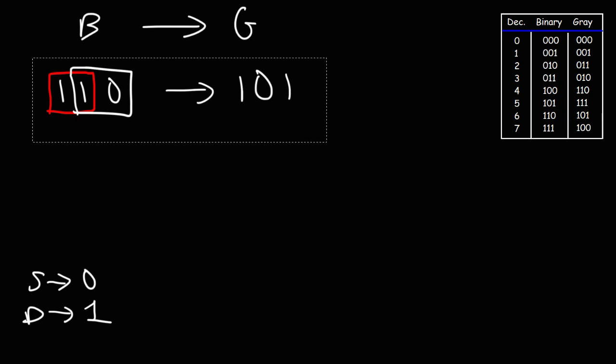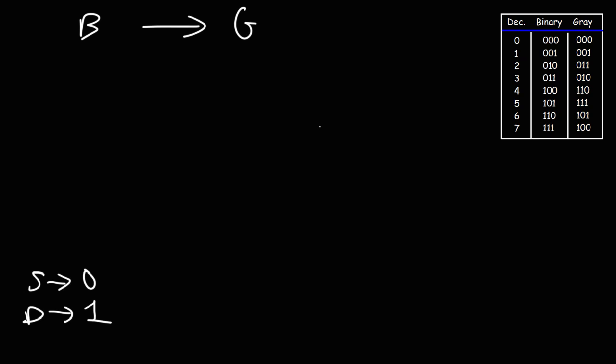Now let's try a harder example. So let's say we have the binary number 1, 0, 1, 0, 1, 1. Go ahead and convert that into a gray code. So the MSB is going to be the same. Now let's compare these two. So 1 and 0 is different, so we're going to put a 1.